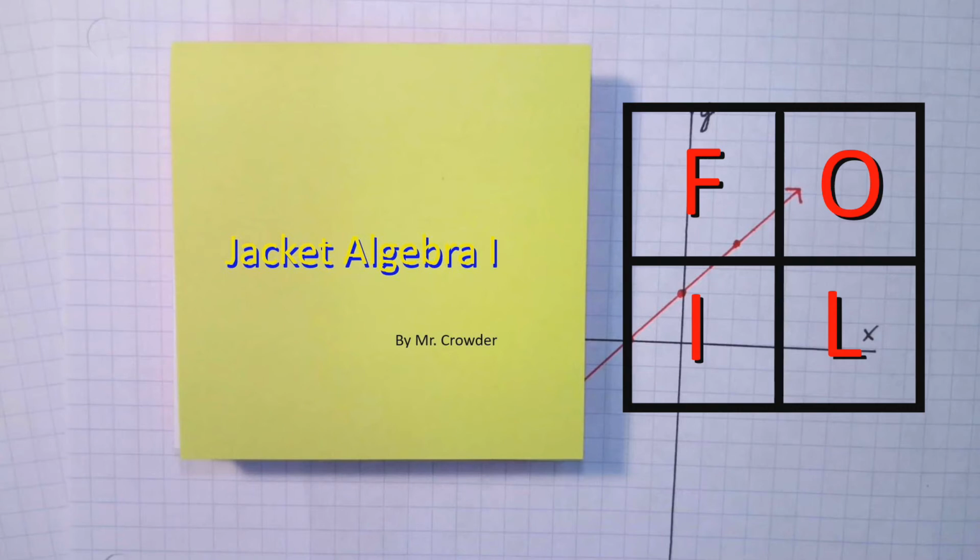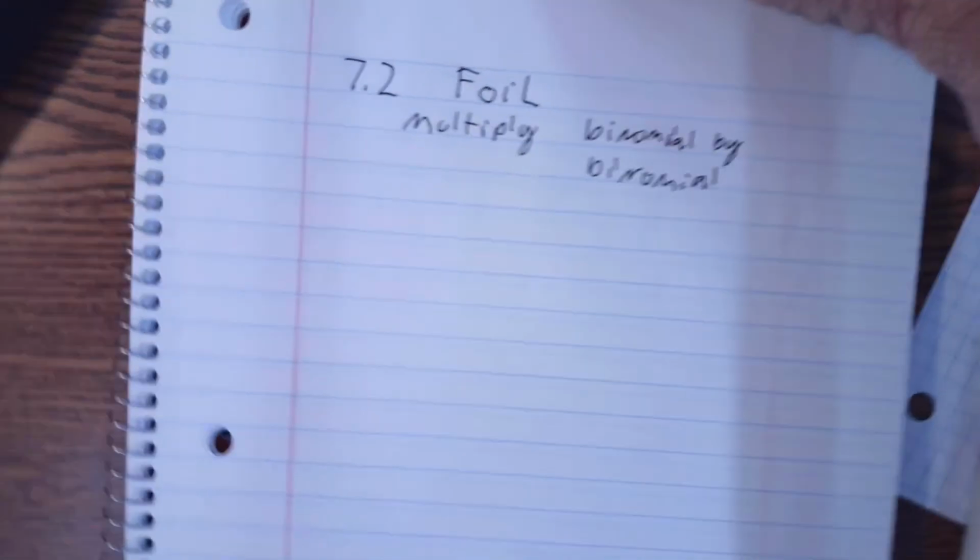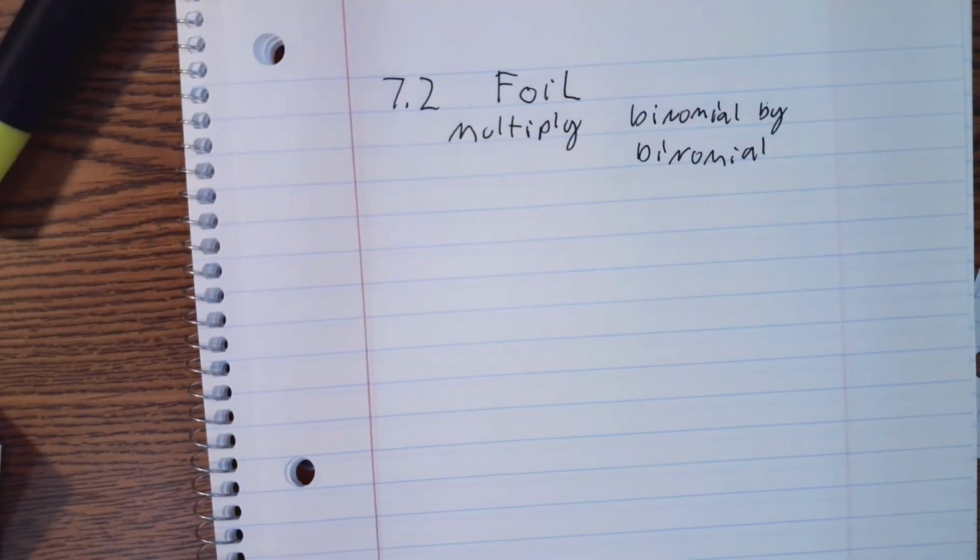Get a title. So we are going to work on something called FOIL. There's your title-ish. So FOIL, multiply binomial by binomial, is what we're working on today.